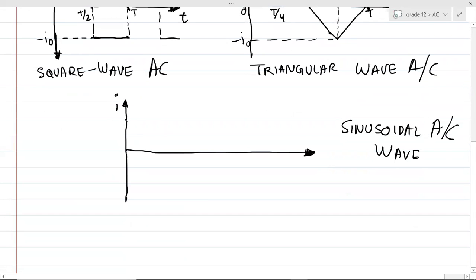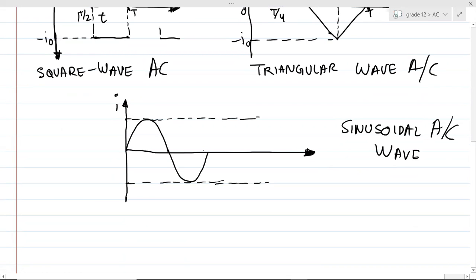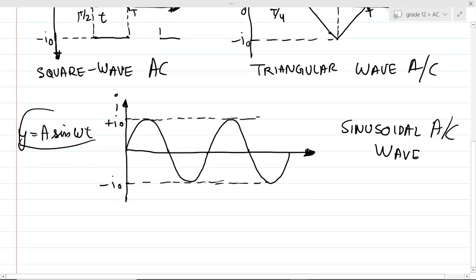So how does it look like? It looks like this. I'll draw it for you. The diagram may not be perfect, but you please draw it perfectly. So can you see at one particular side, this is a sine curve. This is the graph for a sine curve. The equation looks something like this: y equals A sine omega t, right? We'll see the equation. Don't worry. Right now I'm just doing the graph.